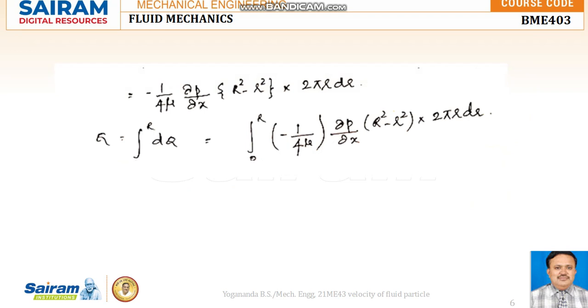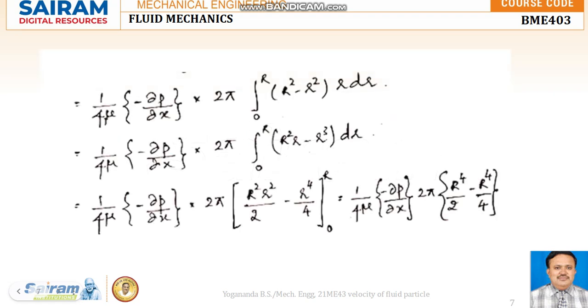Now we have dq equal to minus 1 by 4 mu, del p by del x, into capital R square minus small r square, which is my velocity, and my area is 2 pi r dr. So velocity into area is dq. To obtain the full discharge in the entire pipe, we integrate dq from 0 to capital R, with respect to r.